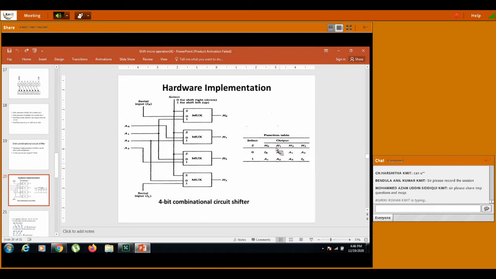Next, in H1 you are having A0 and A2. You are connecting A0 and A2 to H1. In H2 you are having A1 and A3, so in H2 you are connecting A1 and A3. In H4 you are having A2 and IL. You are connecting IL and A2.